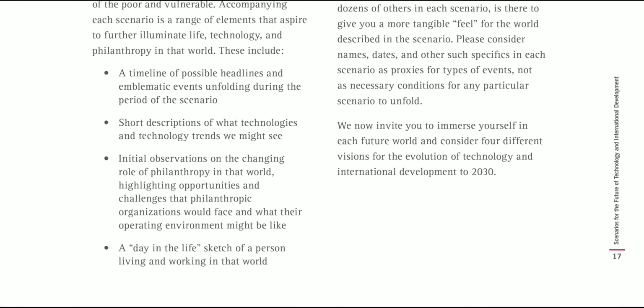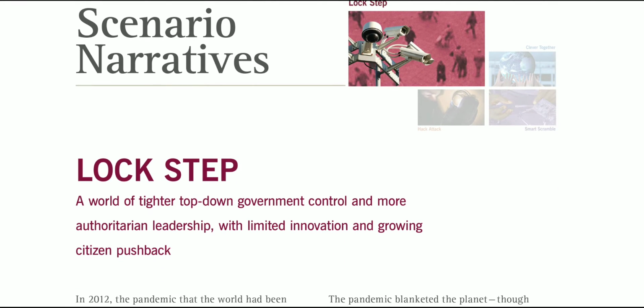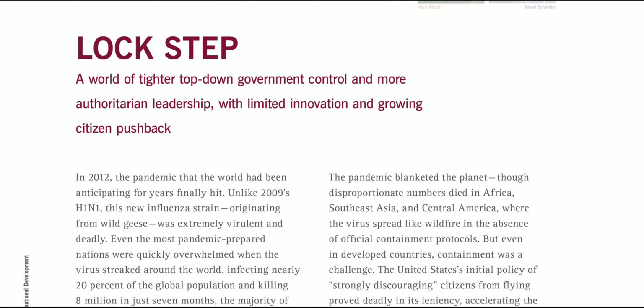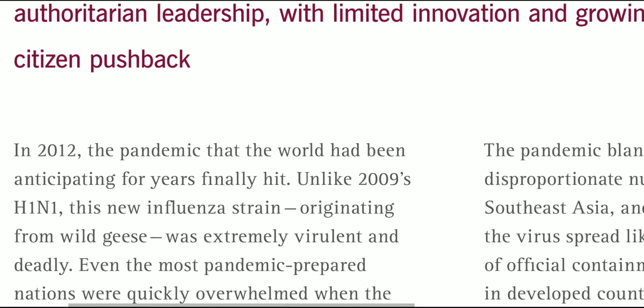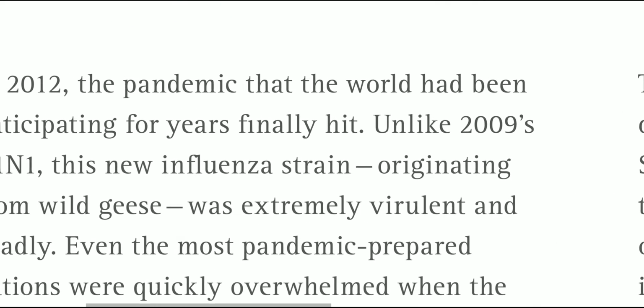Okay, so these are scenario narratives that they came up with in 2010. Here it is, lockstep. I'm going to zoom in on this a little bit so you can see it better. It says at the top, a world of tighter top-down government control and more authoritarian leadership with limited innovation and growing citizen pushback. Let's look at this a little bit closer.